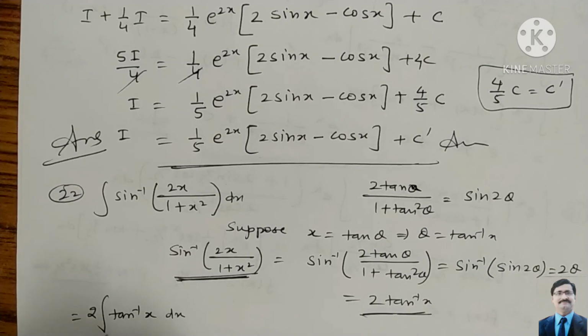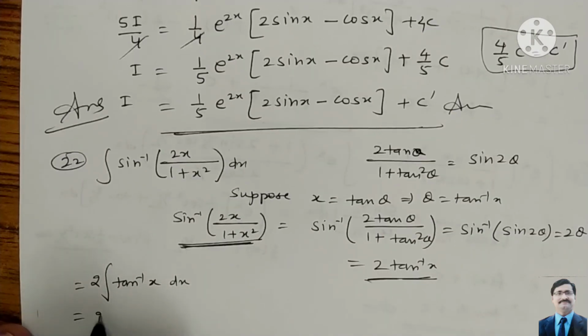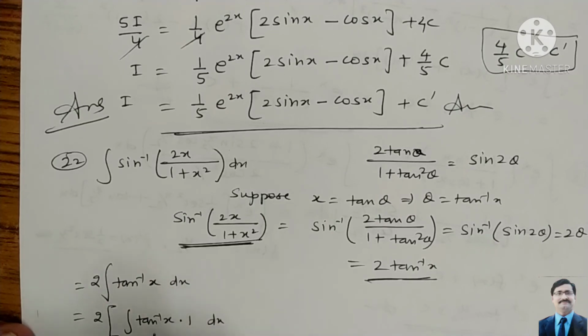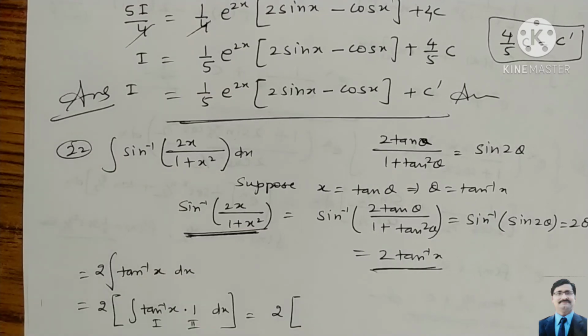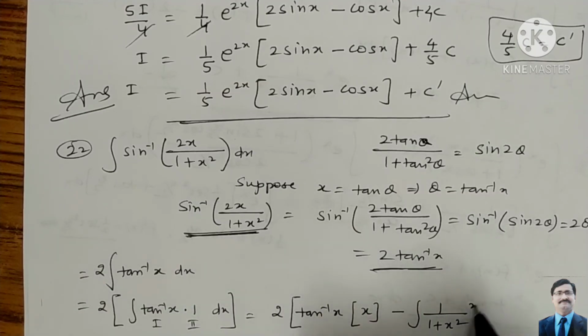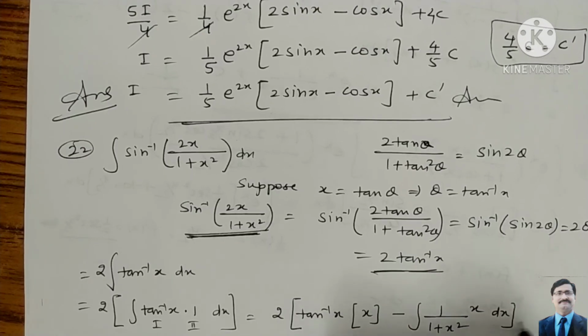The integral we will do by the Ilate method. Look here, this 2 and integral, and we write here tan inverse x into 1 dx, and according to Ilate, this is the first and this is the second. To bracket we can write here tan inverse x as it is, and the integral of 1 we write here x, okay, minus the differential of tan inverse x is 1 upon 1 plus x square, and the integral of 1 is x, dx, okay, and plus c.